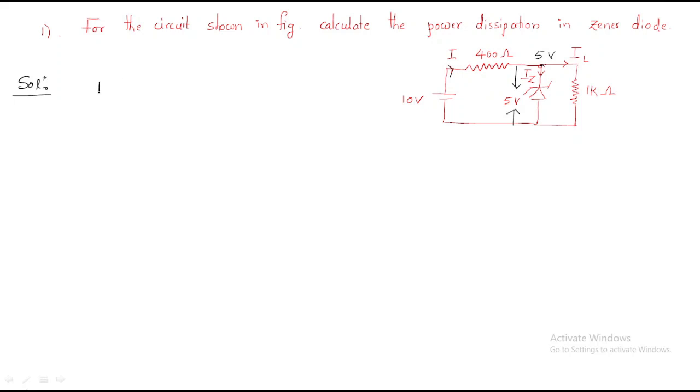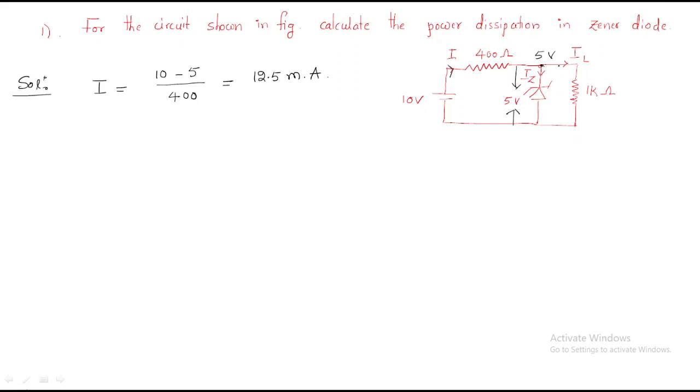So first we will find this current. The current I equals source voltage minus GNR voltage, divided by resistance. The source voltage is 10 minus the GNR voltage 5, divided by 400. By doing the calculation, 5 by 400 gives 12.5 milliamperes.